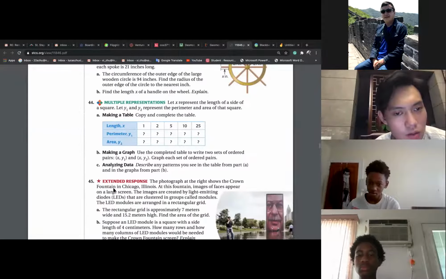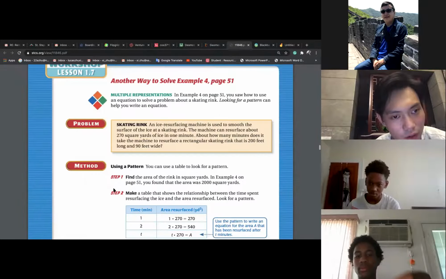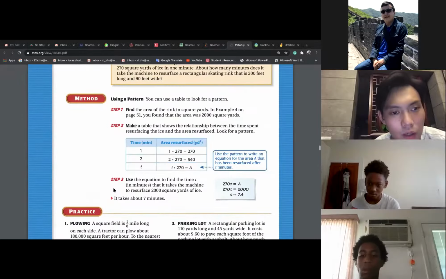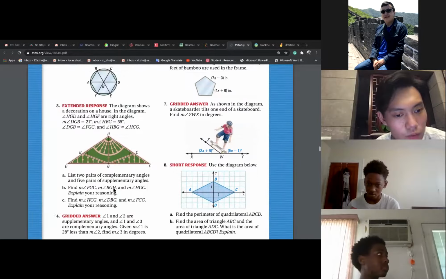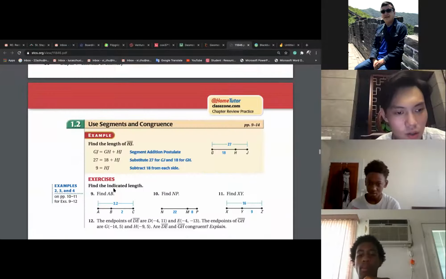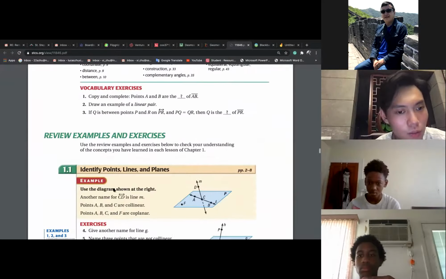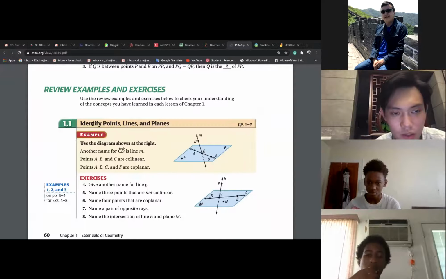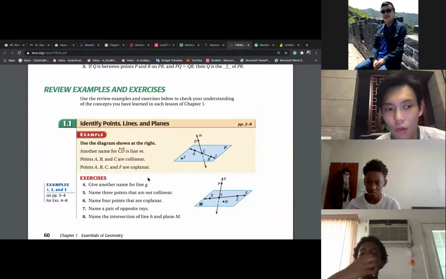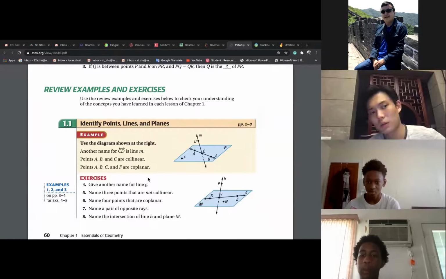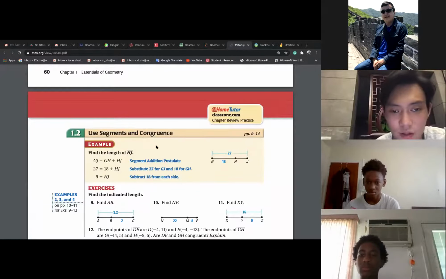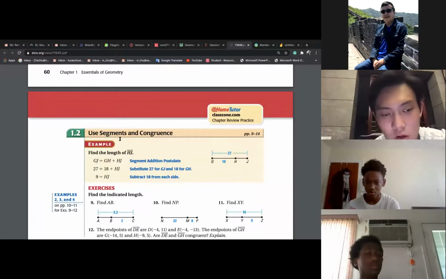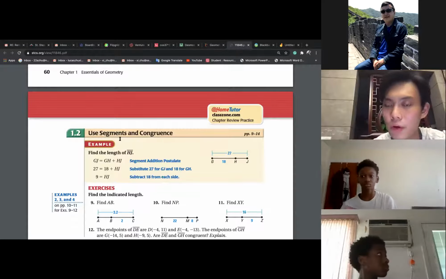Since you guys are good with those area formulas, let's see, that's the entire chapter 1. Remember, identifying points, lines, and planes. You have to know what a line is, what a point is, what a plane is, right? Also, segments and congruence. Remember, there are segments that are congruent to each other. That's a really key point for you to know.